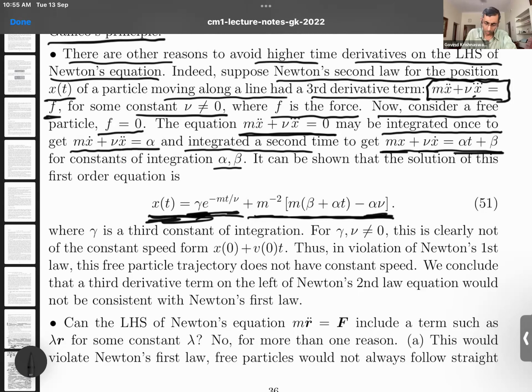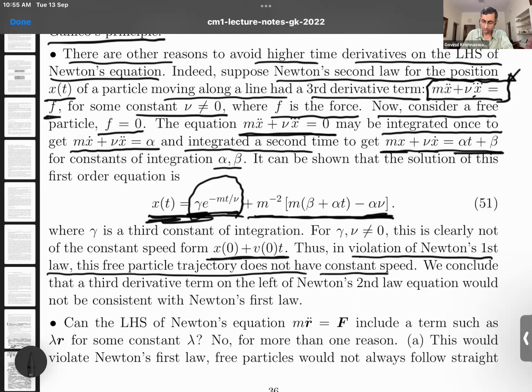x of t must be x0 plus v0t. Yeah, that is the equation for a straight line. Whereas we are getting some variable speed answer here. It depends exponentially on the time. Yeah, it is certainly not of this form. Okay, so in other words, free particles, according to this modified Newton's second law, would violate Newton's first law. That is, this free particle trajectory does not have constant speed. For this reason, we conclude that a third derivative term on the left of Newton's second law would not be consistent with Newton's first law.